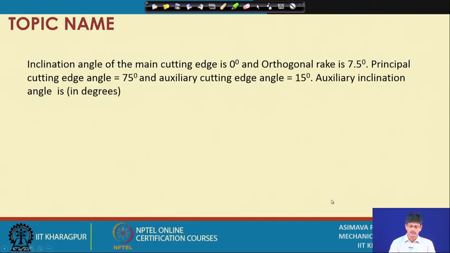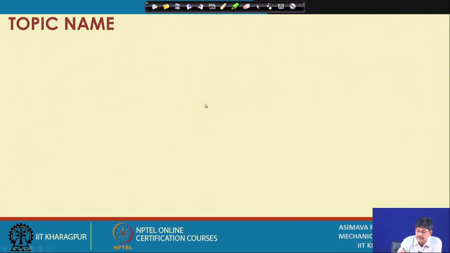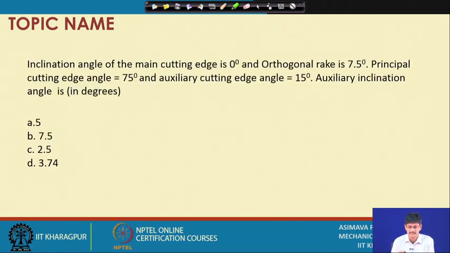Right, a multiple choice question. What does it say? It says inclination angle of the main cutting edge is 0 degree. So, we write the information which is given, that is right, we were discussing this particular problem. So, here first of all what is given is lambda equal to 0, orthogonal rake gamma O is equal to 7.5 degrees. Principal cutting edge angle is 75.